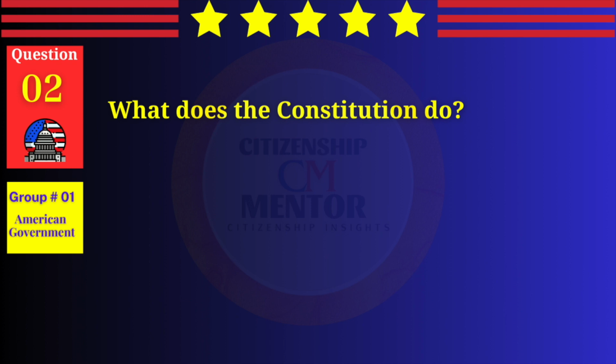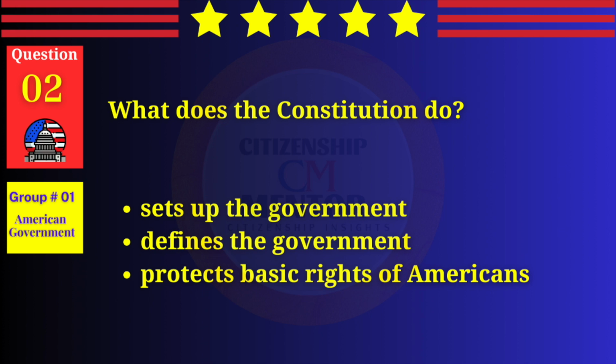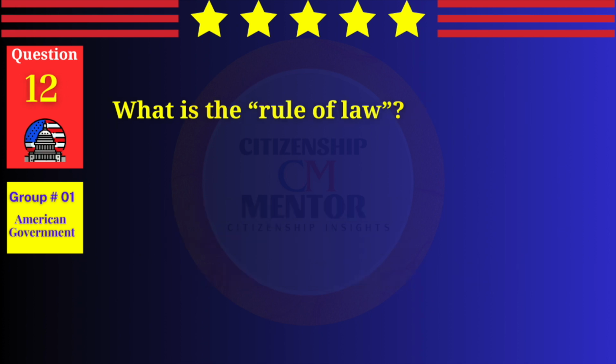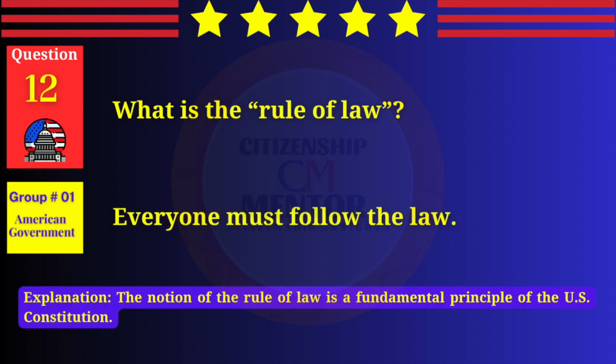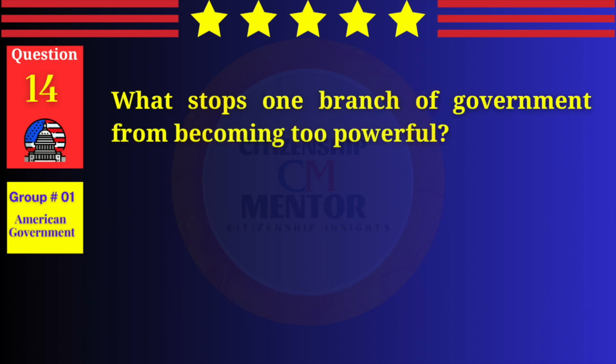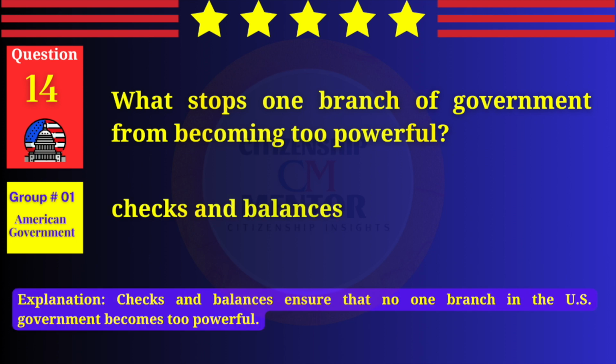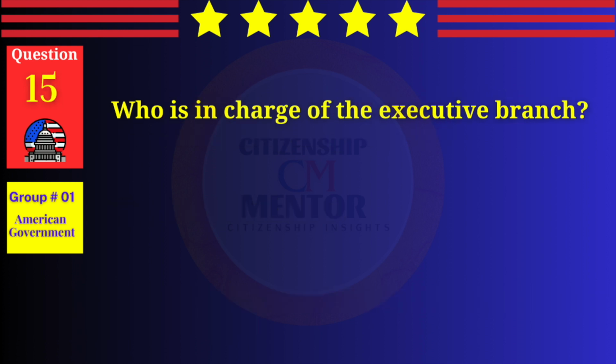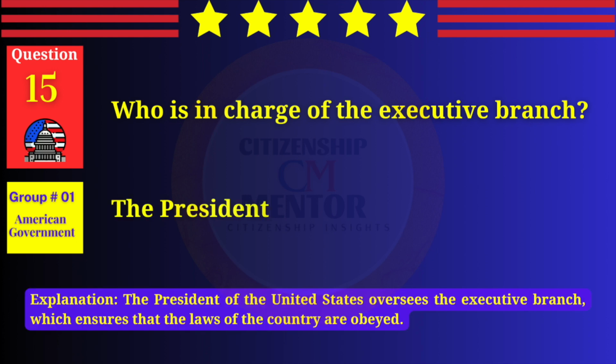What does the Constitution do? Sets up the government. What is the rule of law? Everyone must follow the law. What stops one branch of government from becoming too powerful? Checks and balances. Who is in charge of the executive branch? The President.